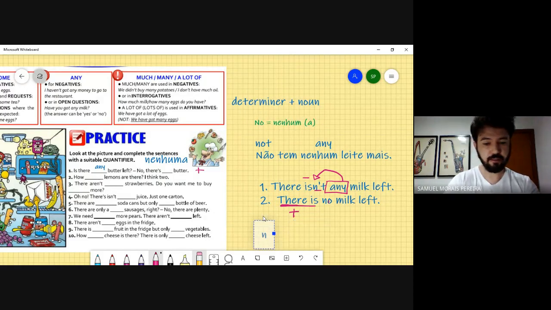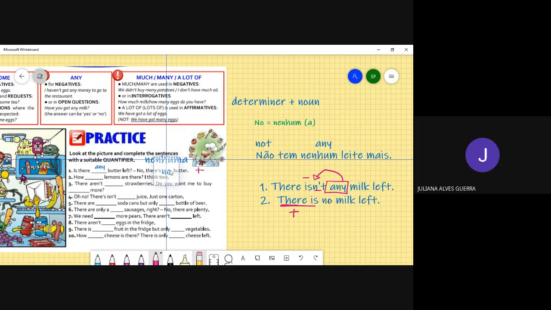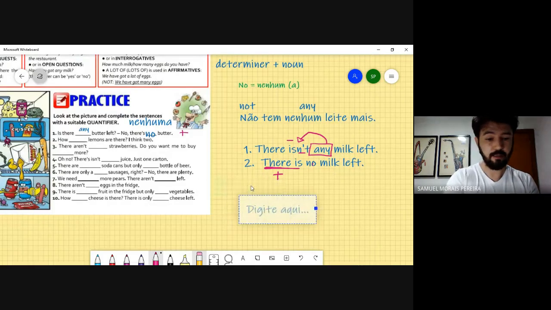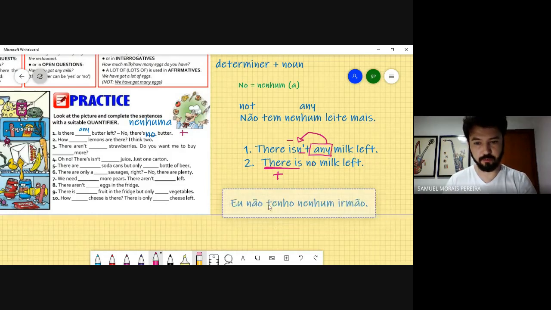So, the answer is no, okay? The answer here is no. There is no butter. Do you understand, Juliana? Sim, entendi. Sim, agora, obrigada. Okay. So, the answer is no, okay? I'm gonna give you another example. Take a look, olha. Eu não tenho nenhum irmão. Ó, eu não tenho nenhum irmão.